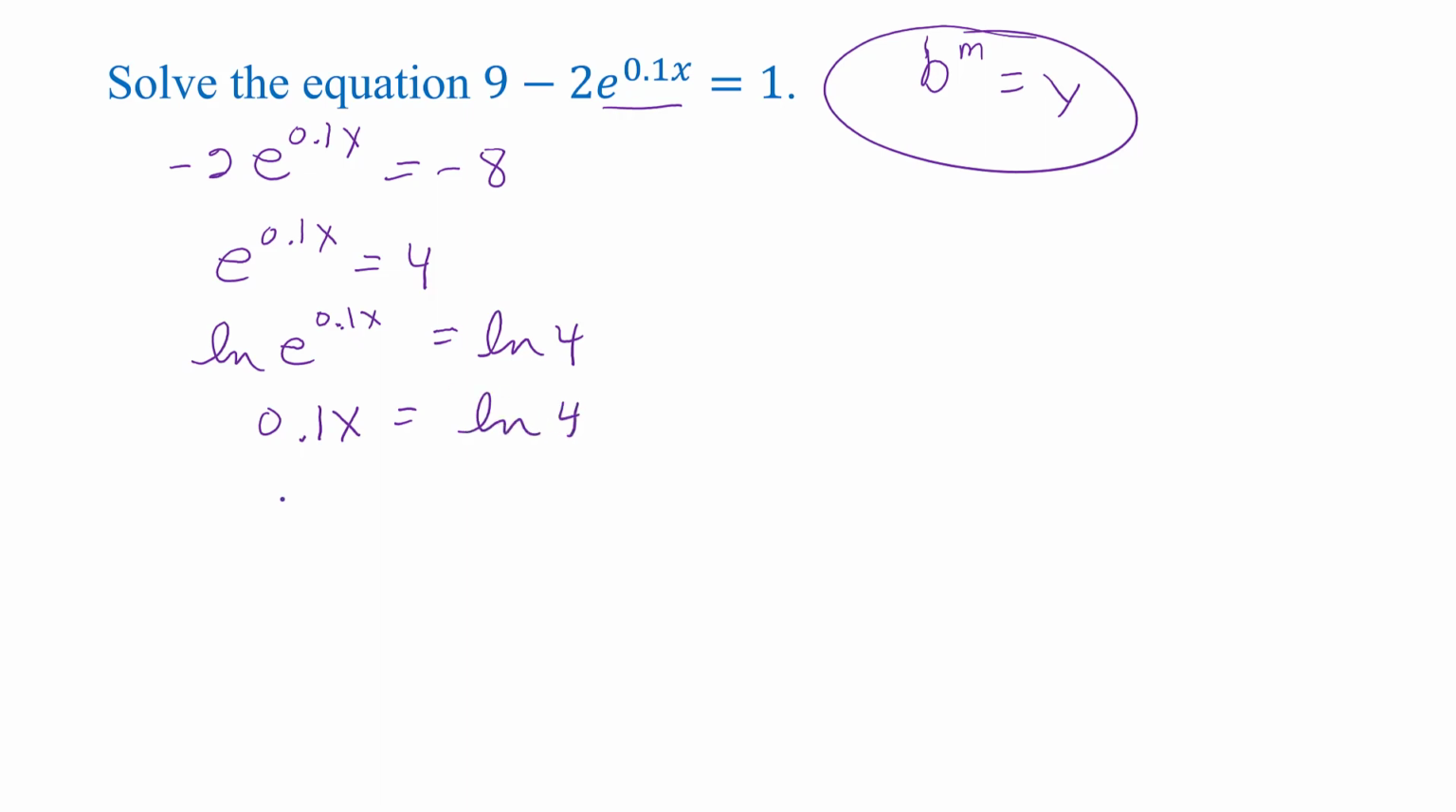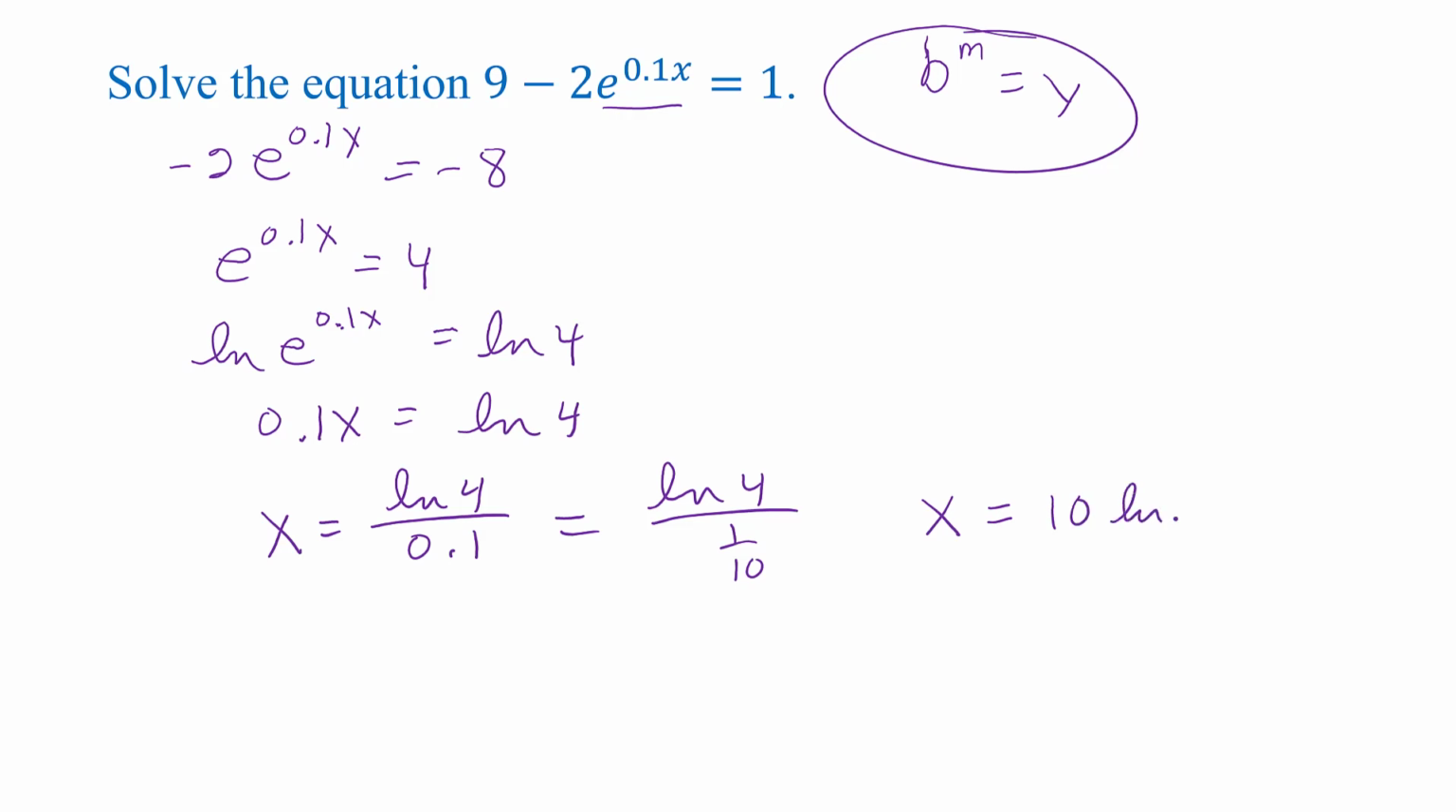I divide through by 0.1 to get x equals the natural log of 4 over 0.1. 0.1 is the same as 1/10, so I have the natural log of 4 divided by 1/10. Dividing by 1/10 is the same as multiplying by 10 over 1, so the final solution here is x equals 10 times the natural log of 4.